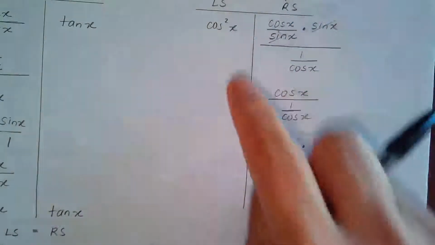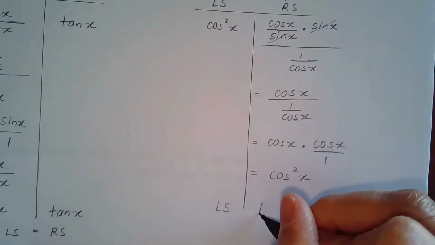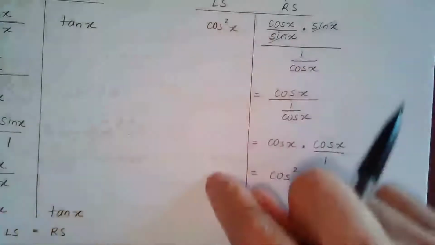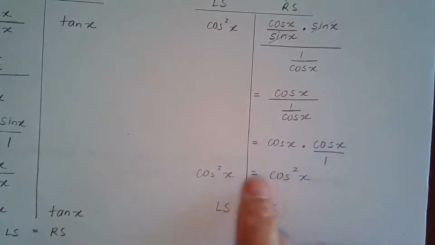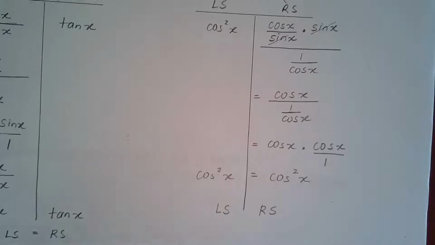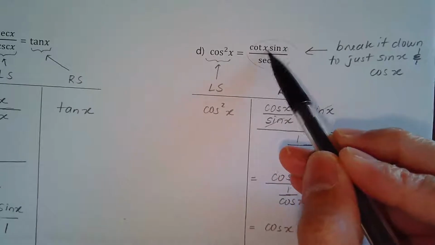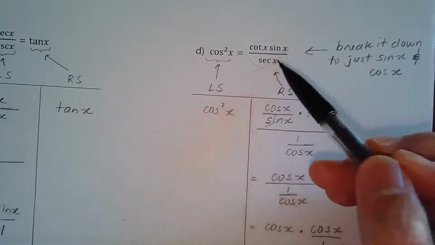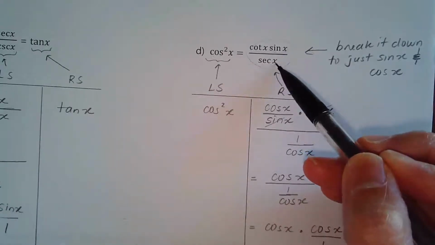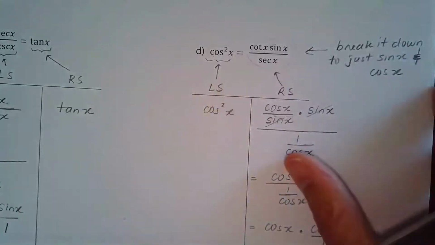So now look at that part. This is the left side. If you want, you can just leave it like that. The left side is equal to the right side. Or if you want to bring it down, that's okay too. You can just write cos squared of x. Now you can see that they're the same. So what that really means is that cotangent of x times sine of x, these are angles, divided by the secant of the angle x, is really the same thing as squaring cos of x.